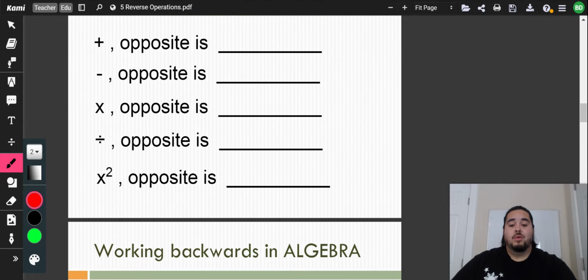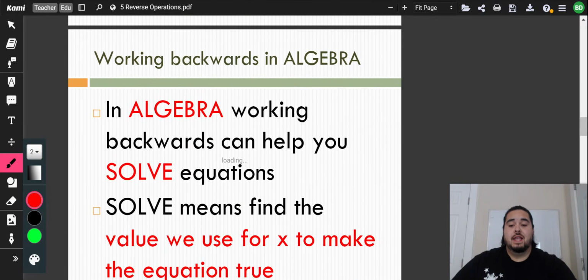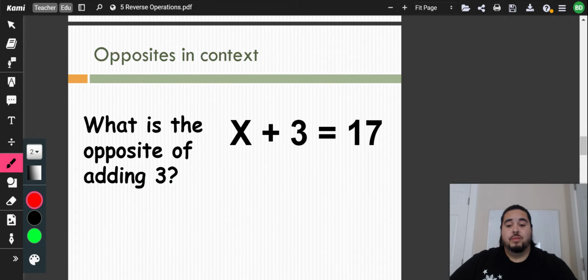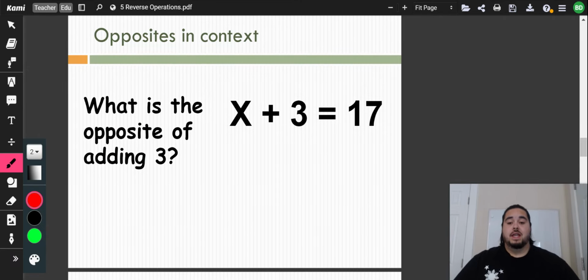Okay, let's look at how we're going to apply these. So again, in algebra, we're working backwards to solve equations, which means that if we want to solve, we need to figure out what x has to be to make the equation true. Okay, so our first example, we're asking ourselves, looking at this problem, what is the opposite of adding 3? Because our statement says in the equation x plus 3 equals 17, we need to be thinking about how do we get rid of that plus 3? What would be working backwards?